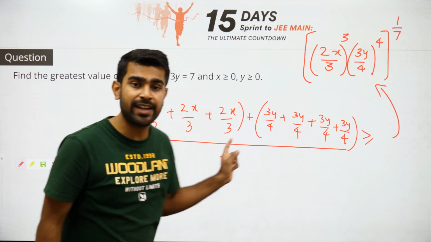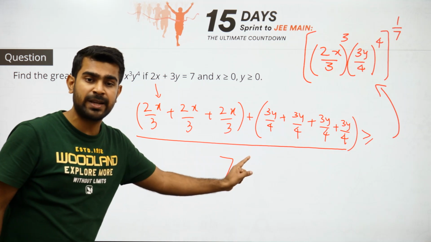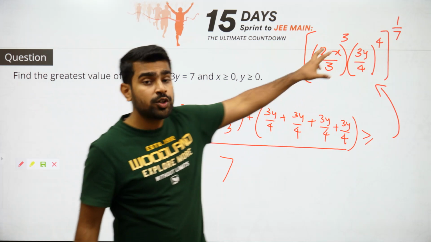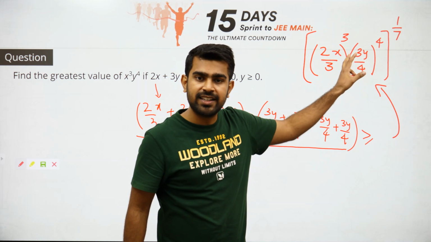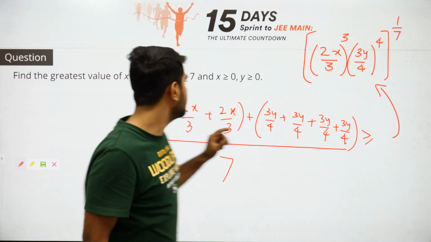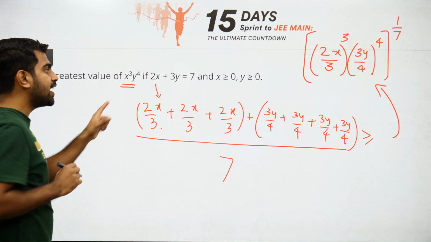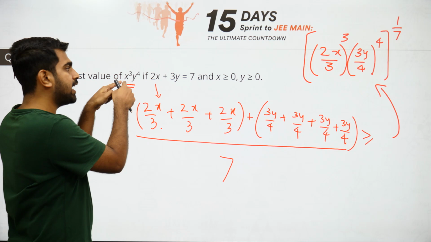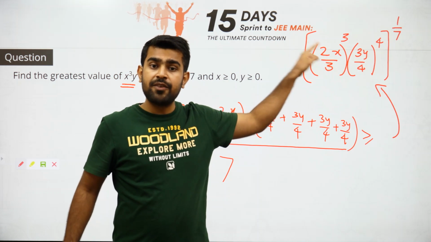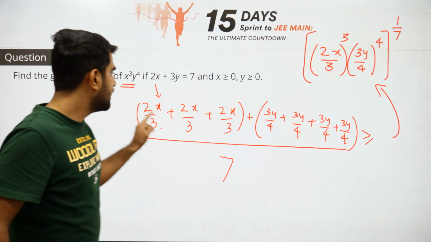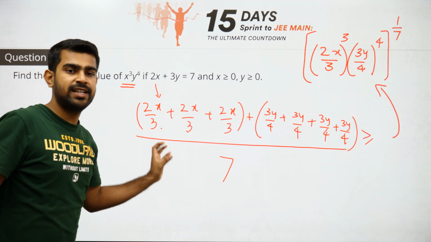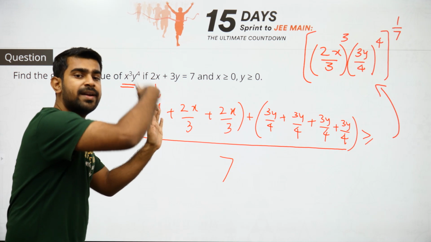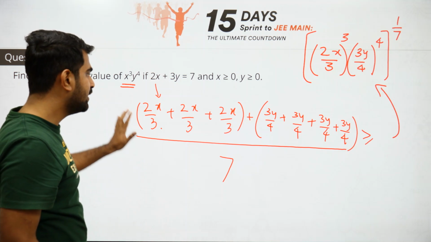Now do you guys realize why I wrote it like that? 2x by 3, 2x by 3, 2x by 3. Because when I split it into 3 ways, then I am going to cube here. Why do I have to cube here? Because that is what is asked: x cube y power 4. So depending on this, I have to bring x cube here, right? If I have to bring x cube here, then here I have to split it into 3 parts. Only if I split it into 3 parts, when I multiply, it will become x cube. Okay?